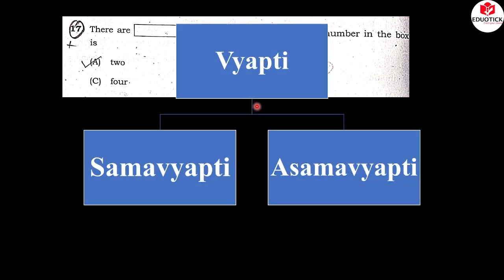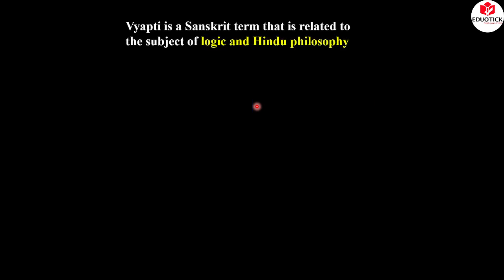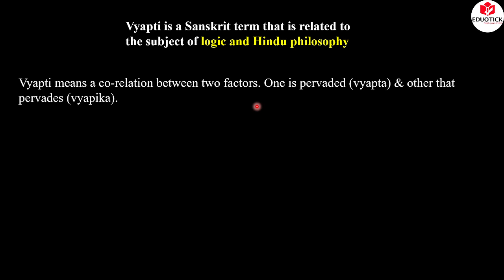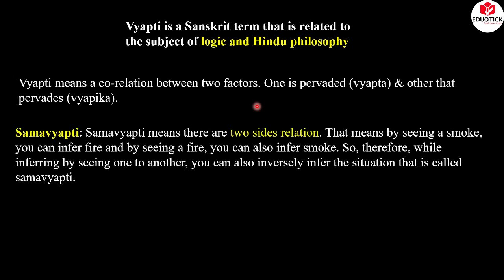How many types of vyaptis are there? There are two vyaptis. One is sama vyapti and one is asama vyapti. What is Vyapti actually? You need to know. Vyapti is a Sanskrit term that is related to the subject of logic and Hindu philosophy. Vyapti means a correlation between two factors. One is pervaded, Vyapta, and the other is pervader, Vyaptika. Vyapta and Vyaptika. So Samavyapti means there are two-sided relations.